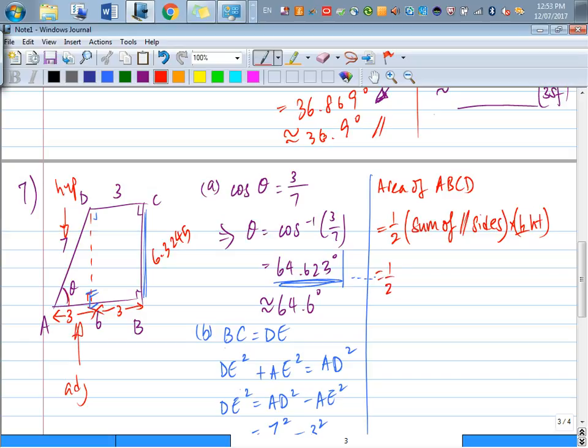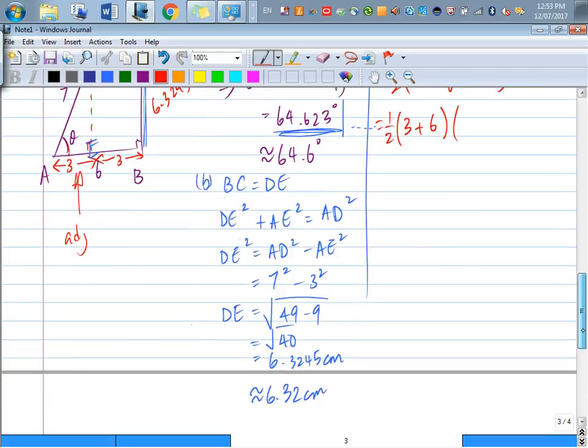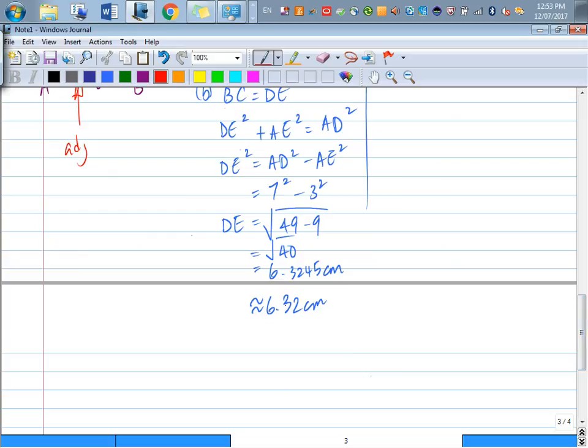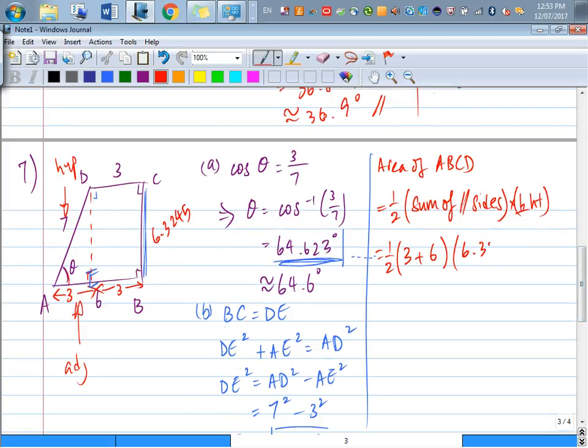So that will give us half times 3 plus 6, over here, sum of parallel sides, times the height, perpendicular height. How much is it? Do we want to use 6.32 or do we want to use 6.3245? Yes, because it is more accurate. 6.3245. Get the answer, round it off. Don't forget your units. Okay, so that's all for 6.3. I'll go on to the common errors you have for 6.4.